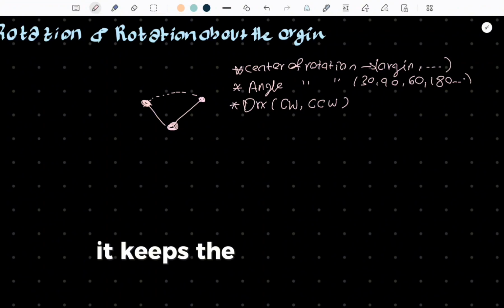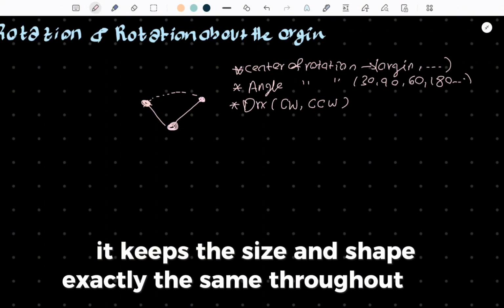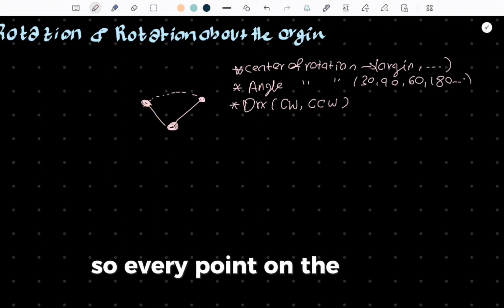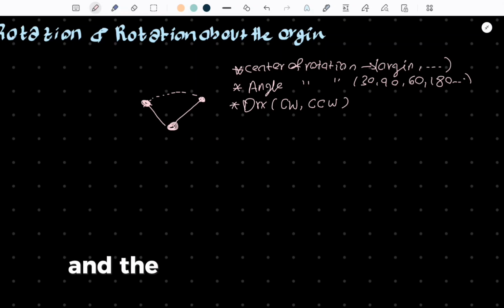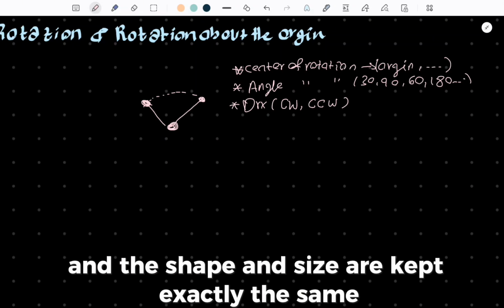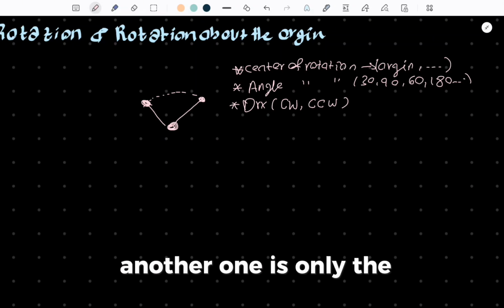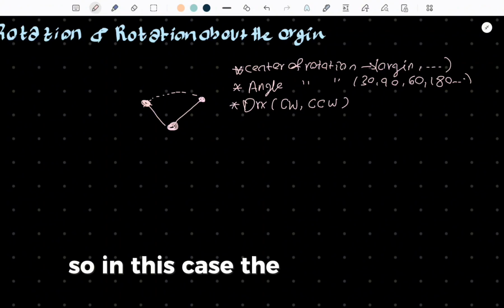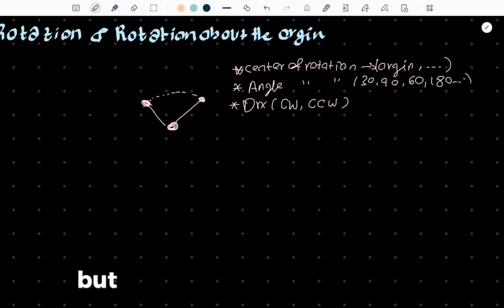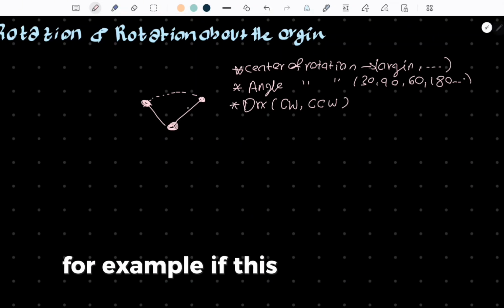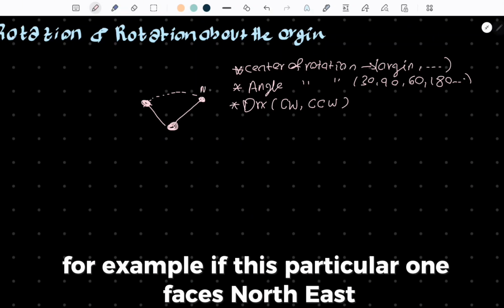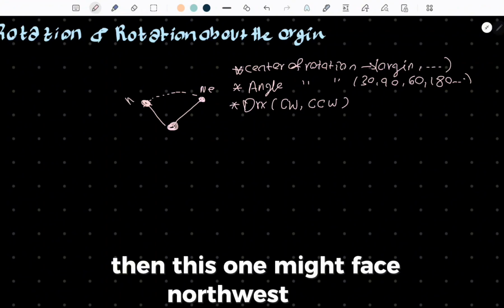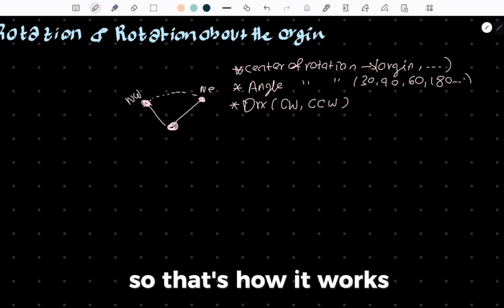The other thing that we need to know about rotation is that it keeps the size and shape exactly the same throughout the motion. Every point on the object moves in a circular path, and the shape and size are kept exactly the same. Only the orientation changes. The direction it faces changes. For example, if this particular one faces northeast, then this one might face northwest. So that's how it works.